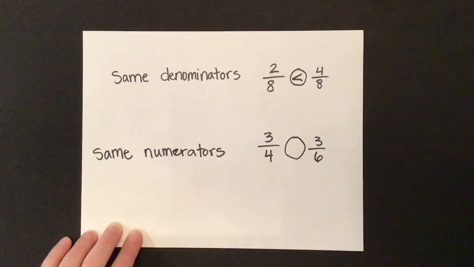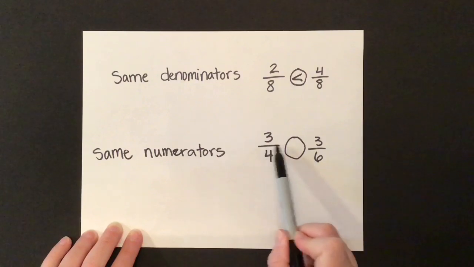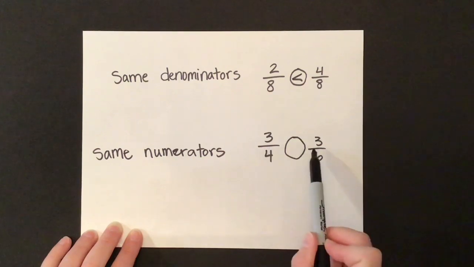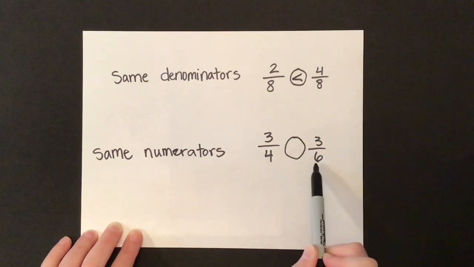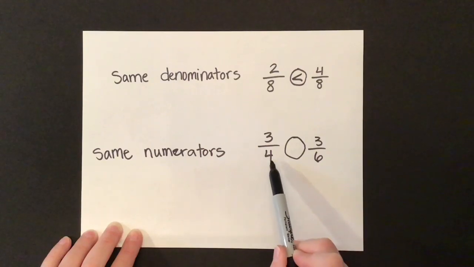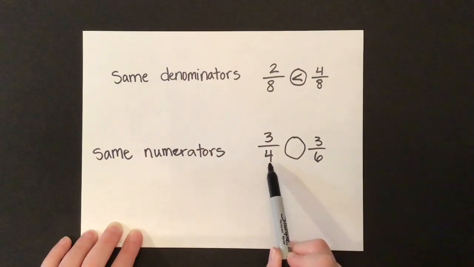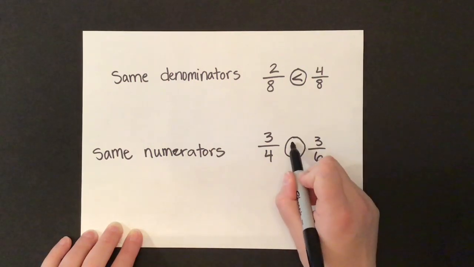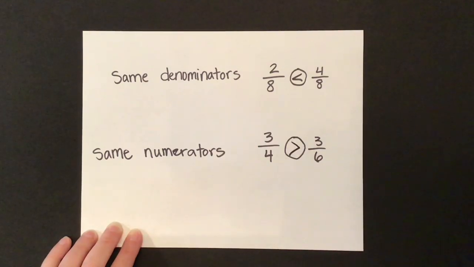We've learned that you can look at the numerators and check to see if they are the same. When they are the same, we can just look at the denominator and think about which piece is bigger. So I know that fourths are bigger pieces than sixths. 3 of the fourth pieces would be bigger than 3 of the sixth pieces. So 3/4 is greater than 3/6.